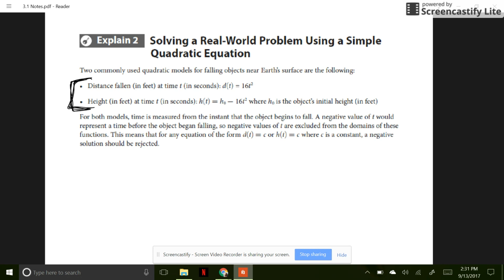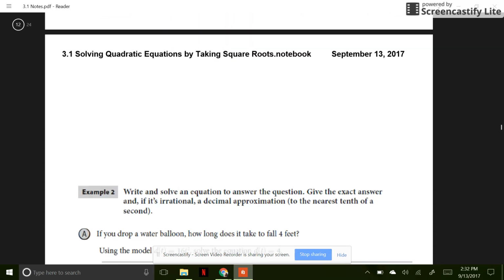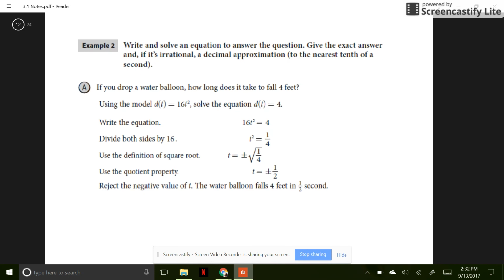For both of these models, time is measured from the instant that the object begins to fall. So a negative value of t would represent a time before the object began falling. So negative values of t for time are excluded from the domain. That means anytime you get an answer with a negative t, for negative time, we have to exclude it.